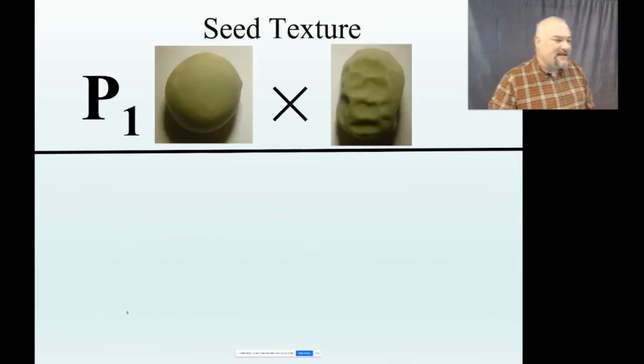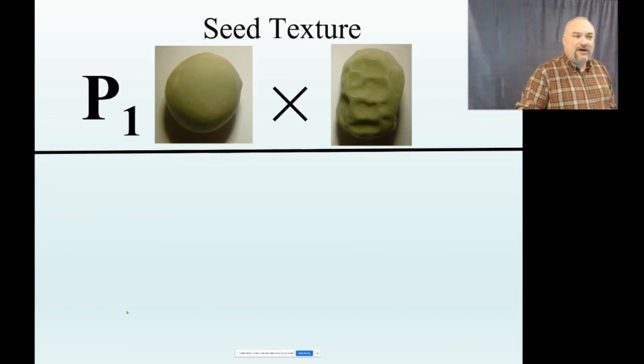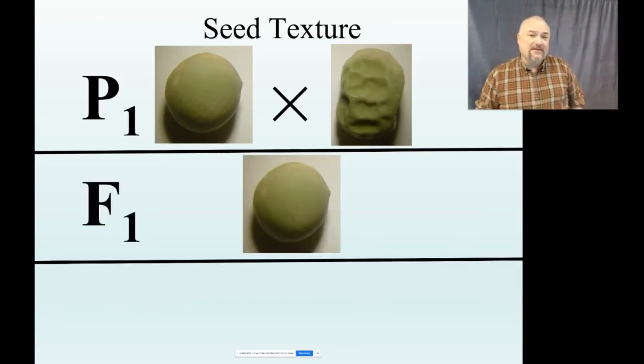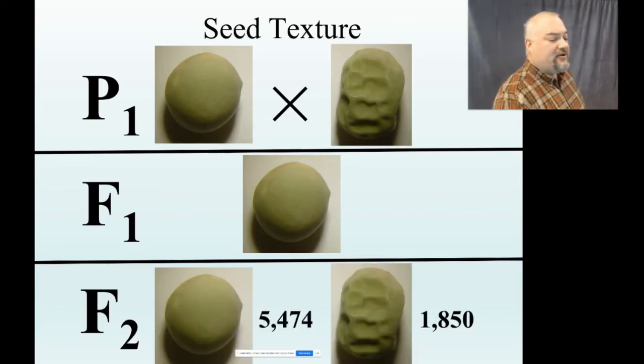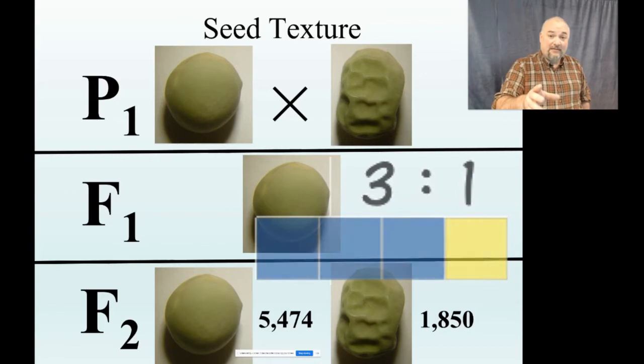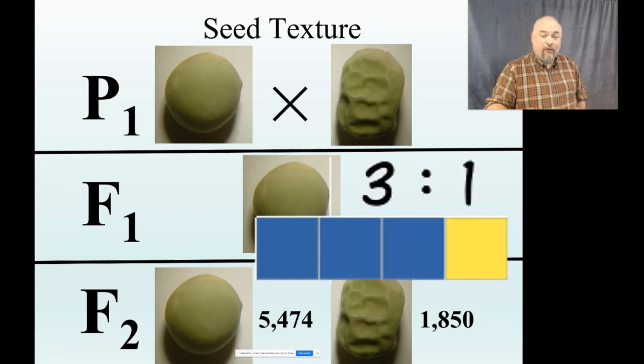All right, so he did this again with seed texture. When he did that, his parent generation was smooth and wrinkled seeds. The F1, all those kids were all smooth. So we start to see a similar pattern again. And when he mated those kids together to get the F2 generation, and he did a lot more of these, he got almost 5,500 smooth seeds and 1,850 wrinkled seeds. But again, if you do the ratio, out of every 4 pea plants, it's about 3 round to 1 wrinkled.